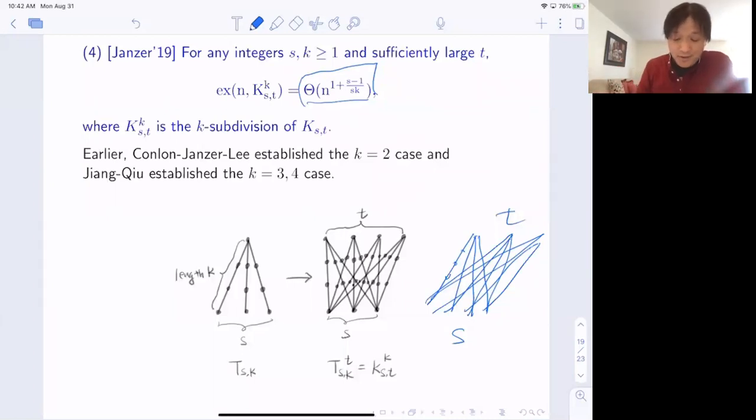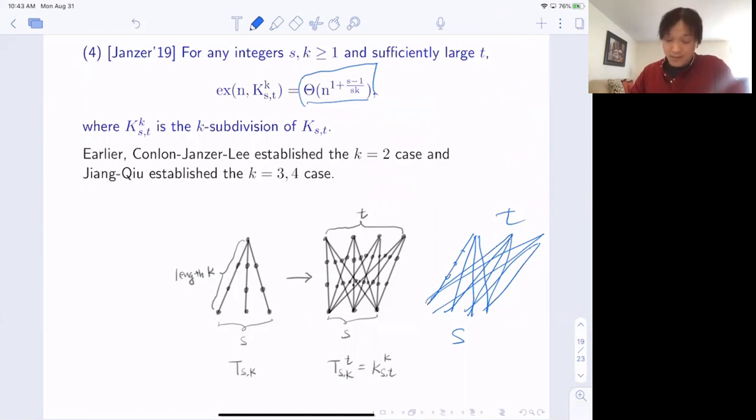Okay, so this problem is actually quite difficult. Earlier, Conlon, Fox, and Sudakov settled the K equal 2 case, the two subdivision, and then visiting student Yu and I established the 3-4 case, 3 subdivision, 4 subdivision. Then soon after, Yang solved the whole problem. He also introduced some very nice ideas, which led to even more work by other researchers.